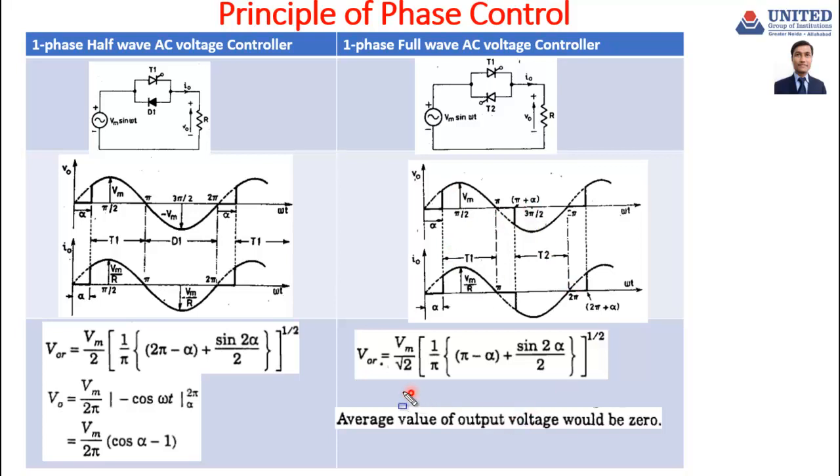Now, when we calculate the RMS value of the AC voltage controller, the RMS value is given by Vm by root 2 times the square root of 1 upon pi times (pi minus alpha plus sine 2 alpha upon 2), and the average value of output voltage becomes 0.